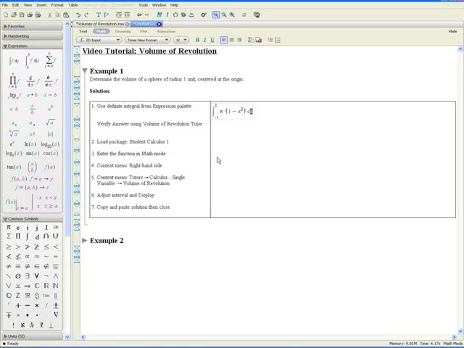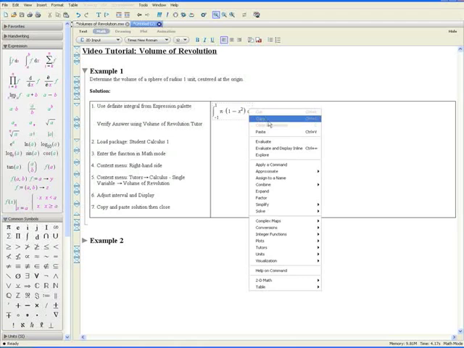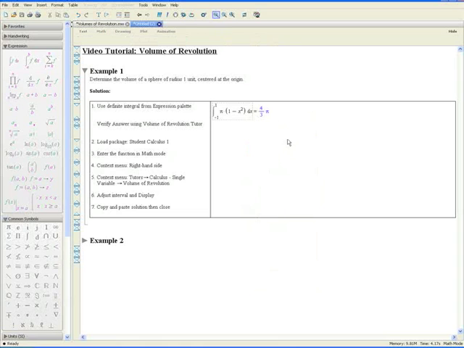And press tab again, and we are integrating with respect to x, so just enter that. And now by going to the context menu, simply go to evaluate and display inline. And there's the volume of the sphere, 4 over 3 times pi.